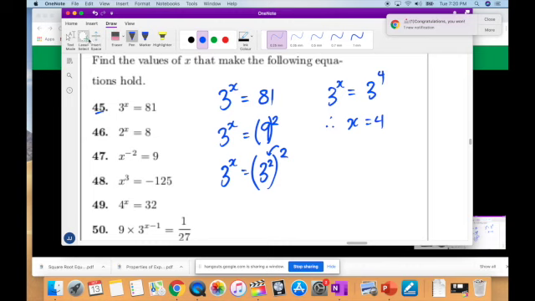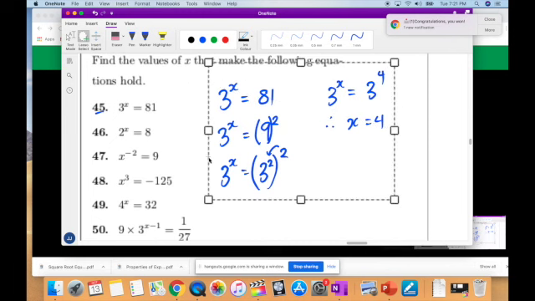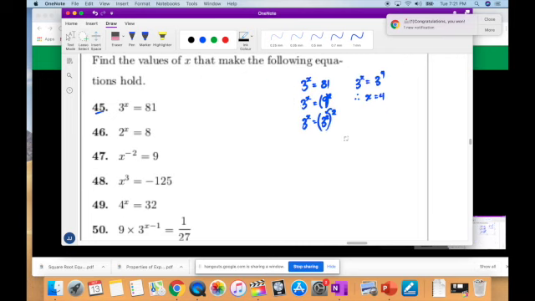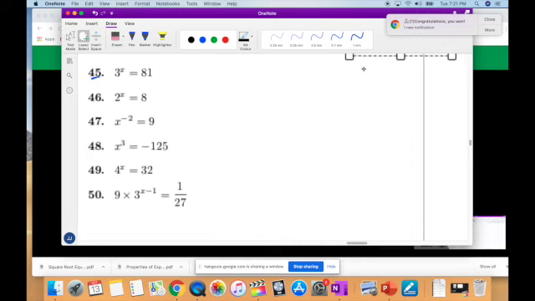How did you do with this one, Scotia? All right. I think you pretty much did it the same way. But did you write down this stuff? Yeah. All right. I hope you guys are writing down all this stuff, by the way. Now this one is a bit tricky. All right. Now we have x to the power of negative 2 is equal to 9. Any ideas?